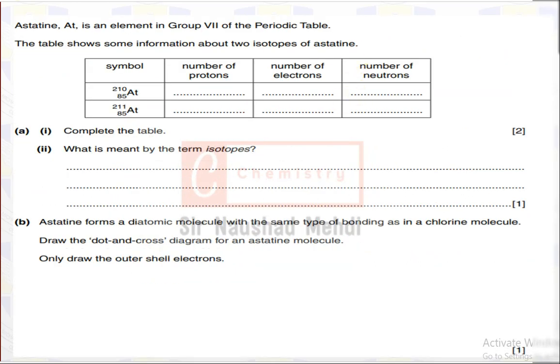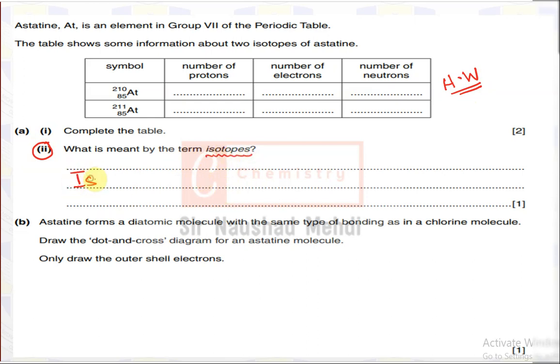In the next question, a table is given to you, and they are asking you to complete this table. This is similar to the table we did at the start of the session. You have to complete this table on your own. So this is your homework task. Moving on to the next question, it is asking what is meant by the term isotopes.